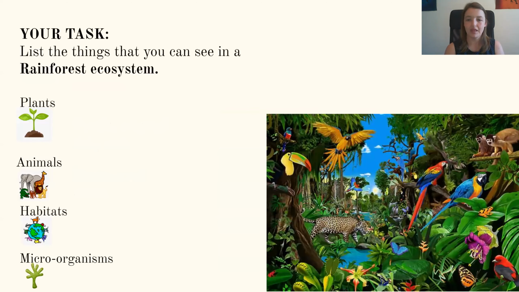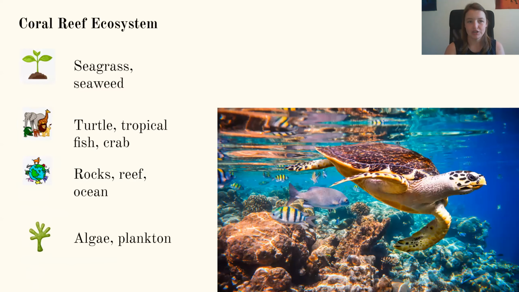Now, I'm going to give you a task. I would like you to look very carefully at this ecosystem, the rainforest ecosystem. Can you find the different plants, animals, habitats, and microorganisms that would be in a rainforest? They will be different to our reef ecosystem because of the environment.